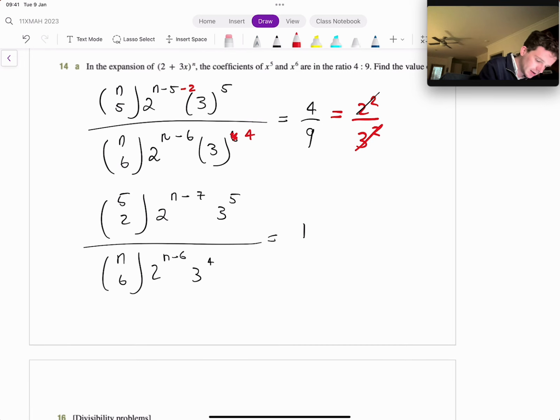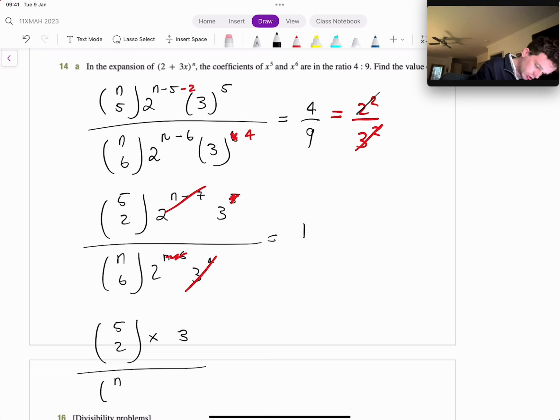And that's equal to 1. Doing some more cancelling, n minus 6 is 1 greater than n minus 7, so there's just going to be 1 2 left on the bottom. We're going to have 1 3 on the top. So on the top, we're left with n choose 5 times 3, and on the bottom, n choose 6 times 2, and that's equal to 1.